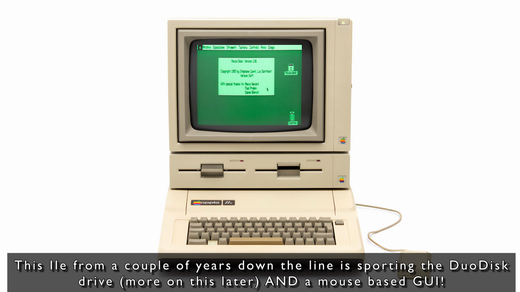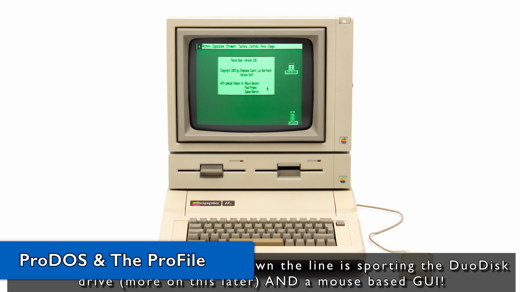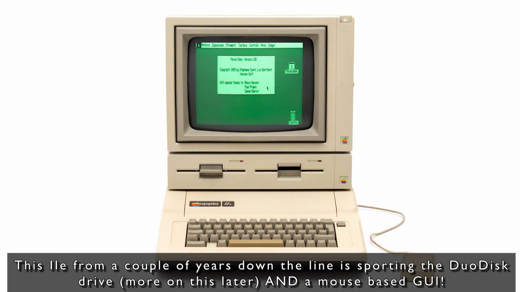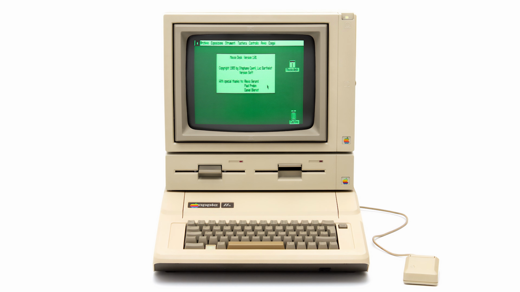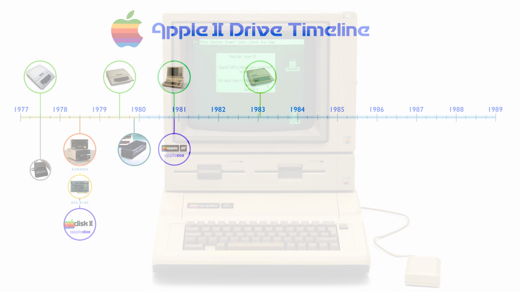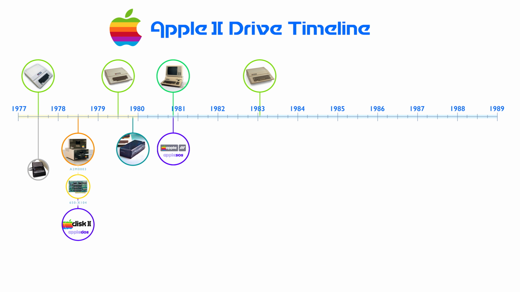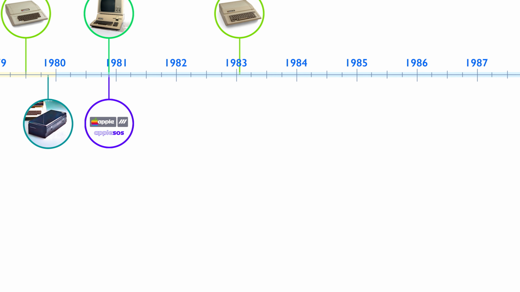Now, during this time, they also realized that the aging Apple DOS wasn't really going to hack it. So they took the applesauce operating system and they forked it and developed a new disk operating system for the Apple II that was going to be called ProDOS.